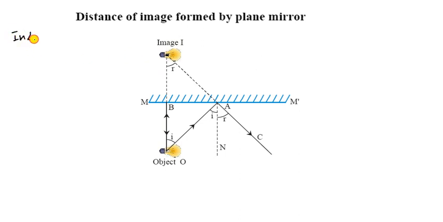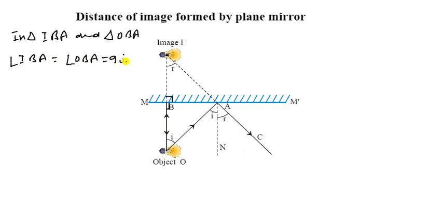So in triangle, which one? IBA. So you can write here IBA, and triangle OBA. What will happen in this? This angle, you can say it is the 90-degree angle. So you can write here angle IBA is equal to angle OBA. That means 90 degrees each.